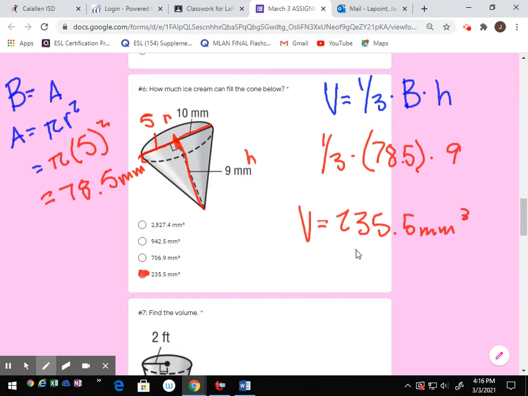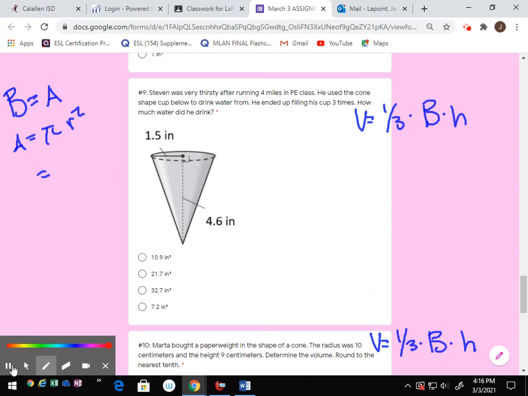We're going to skip down now to question number 9. All right, question number 9 says Stephen was very thirsty after running 4 miles in PE class. He used the cone-shaped cup below to drink water from. He ended up filling his cup 3 times. I'm going to underline that. He ended up filling his cup up 3 times. All right. How much water did he drink?